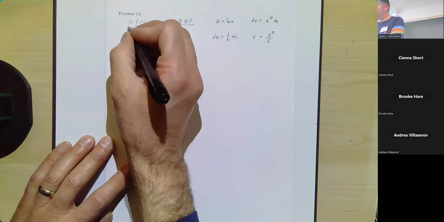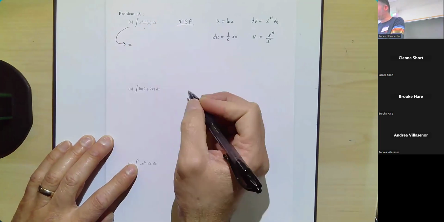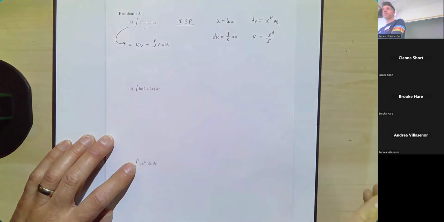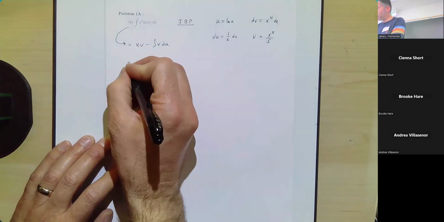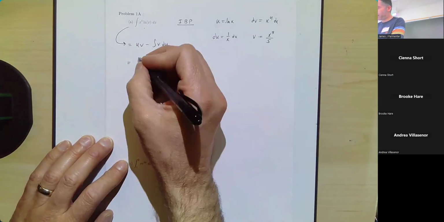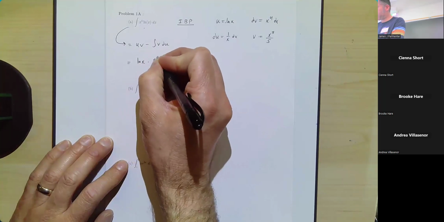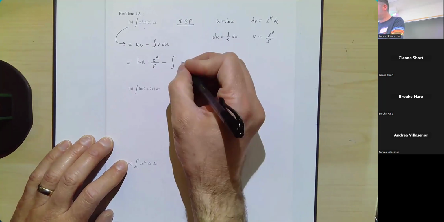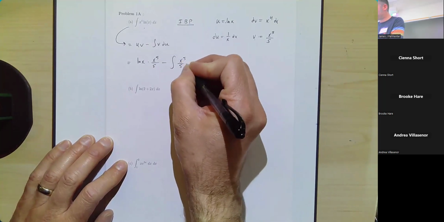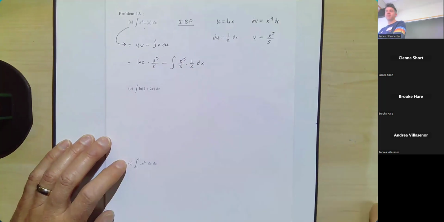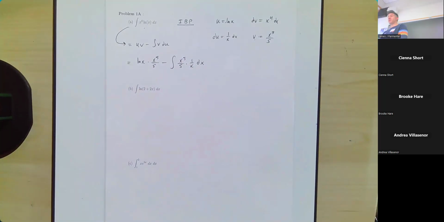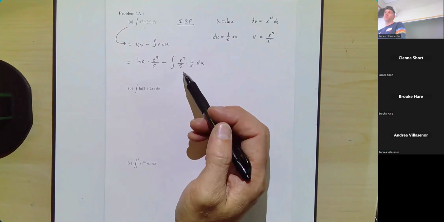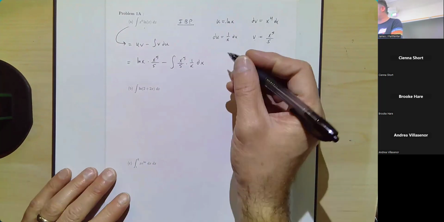And this integral is going to be equal to uv minus the integral of v du, which is going to be u times v minus the integral of v times du. The whole point of this process is to make your new integral simpler, and this is a lot simpler if we make a couple quick simplifications.